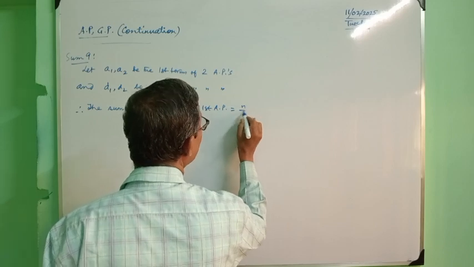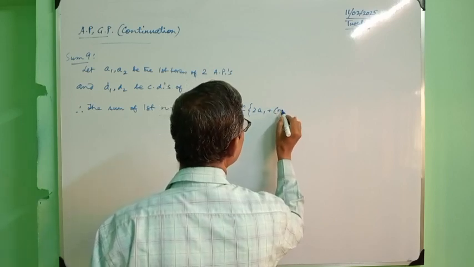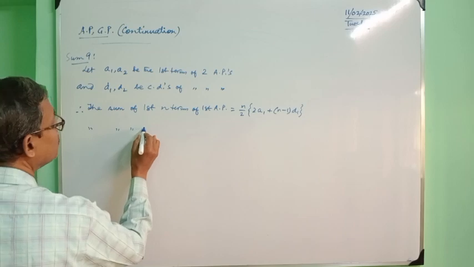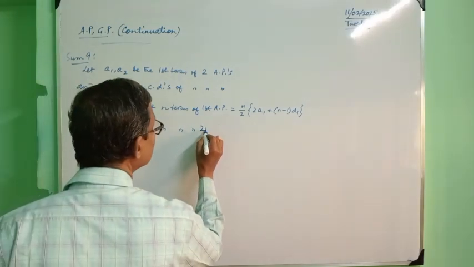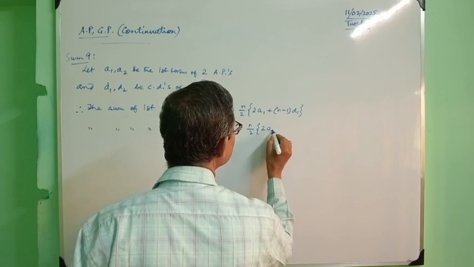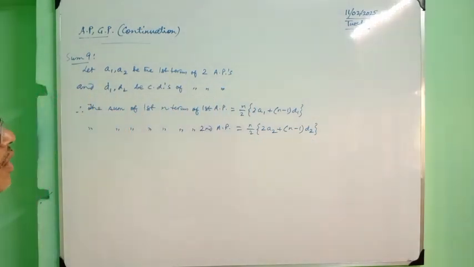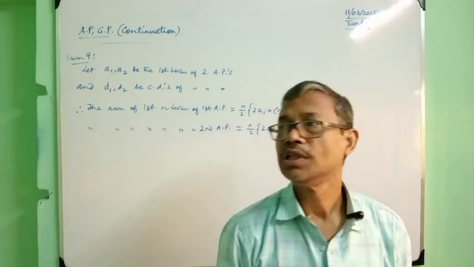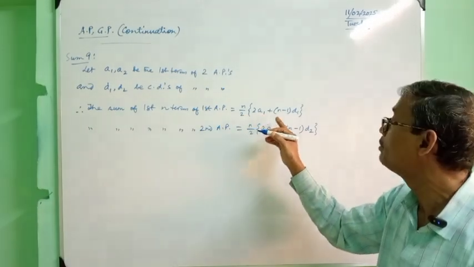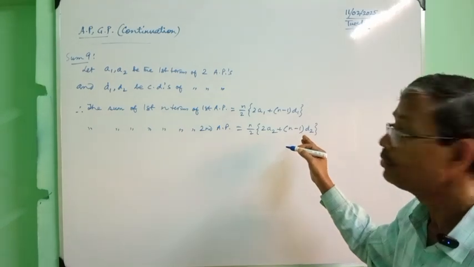is equal to n by 2 within brackets 2A1 plus n minus 1 into D1, and the sum of first n terms of second AP is n by 2 within brackets 2A2 plus n minus 1 whole into D2. I have used here the formula for the sum of first n terms for each AP.